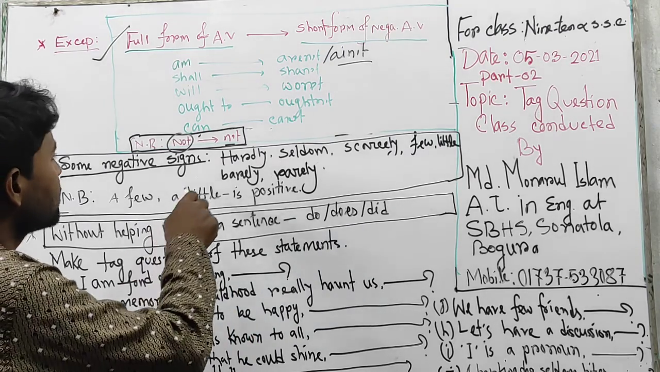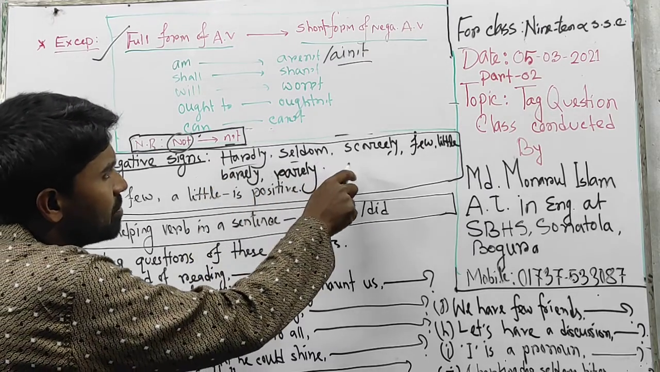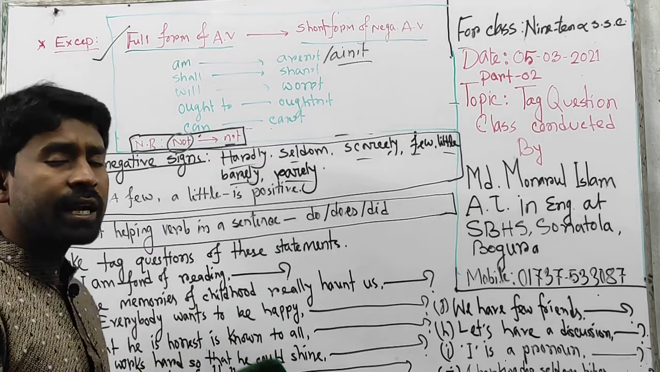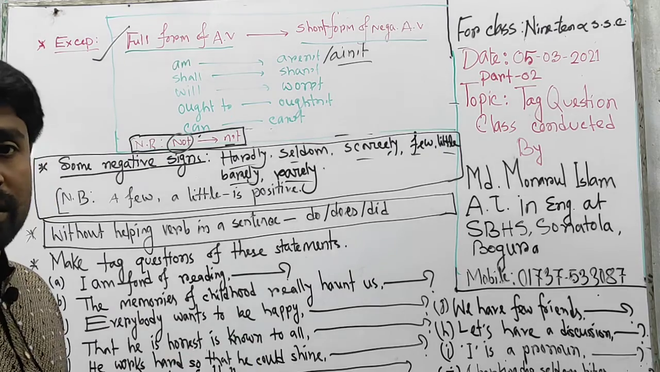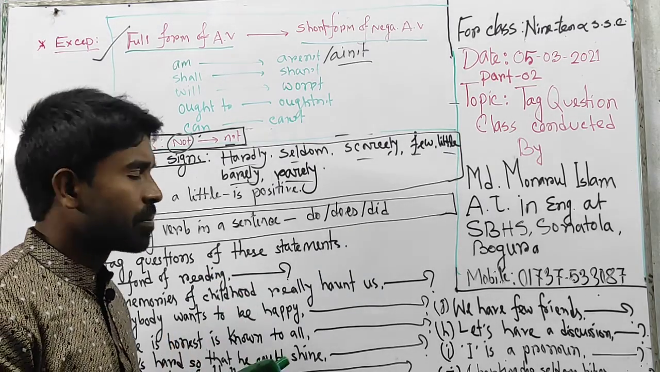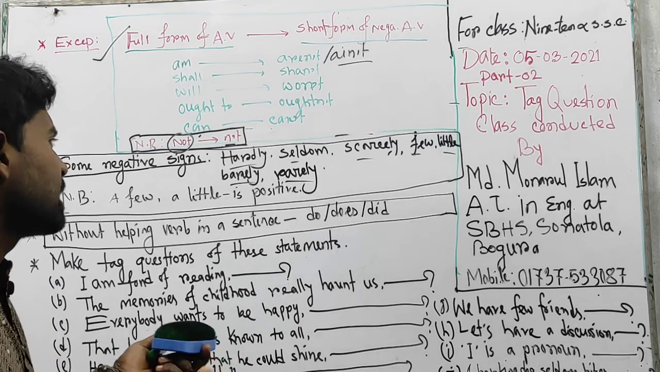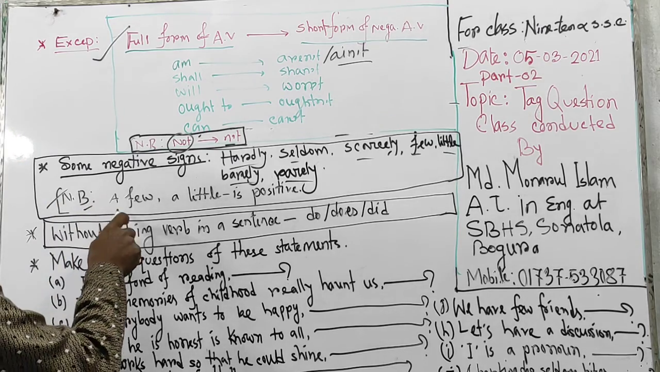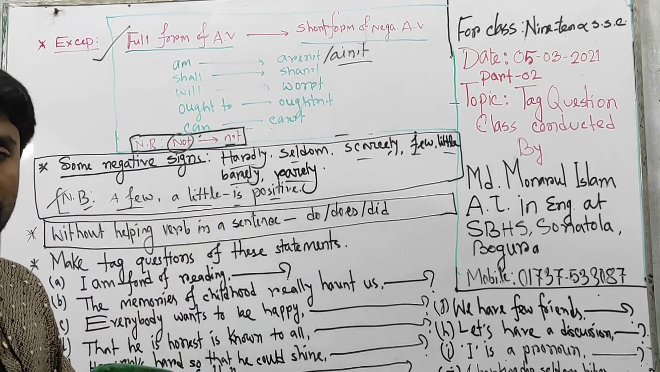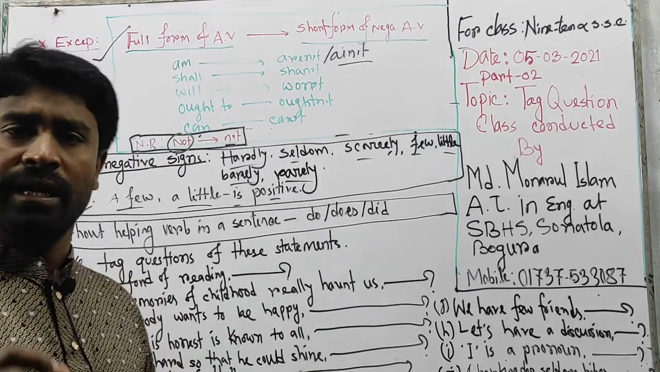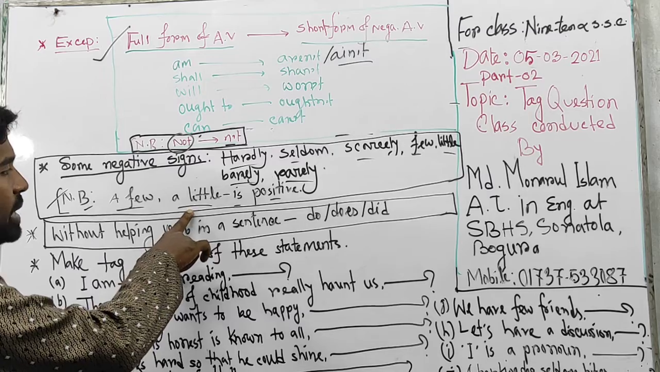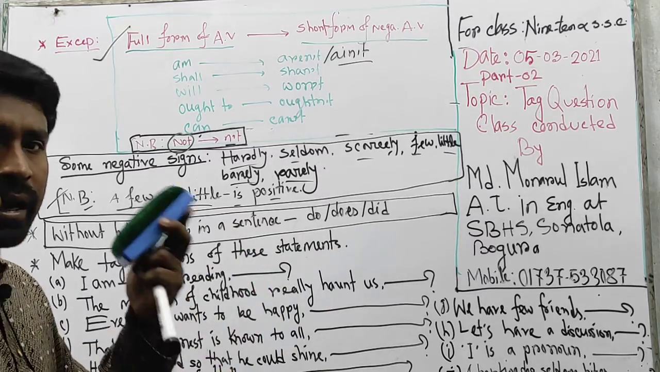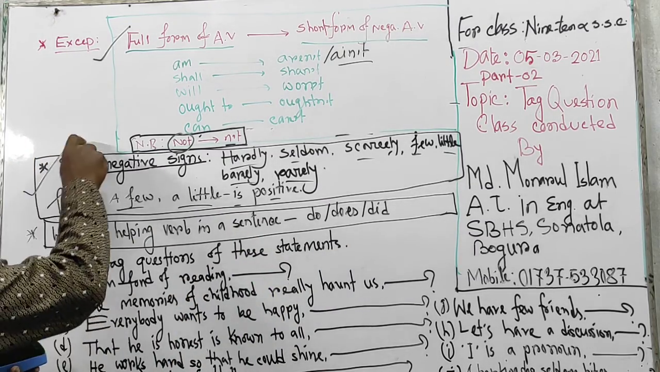Some negative signs are hardly, seldom, scarcely, few, little, barely, rarely, etc. Another way, some negative signs also are not, neither, nor, nothing, etc. They are negative. It is also common. And we don't have any other. A few, a little is positive, but dear viewers or my dear students should remember that and always be careful. A few, a little is always positive. So when we give the answer, of course the answer will be negative. Okay, I think you have got it.